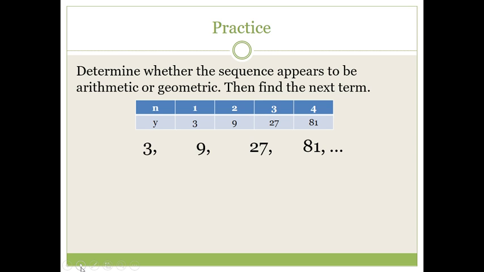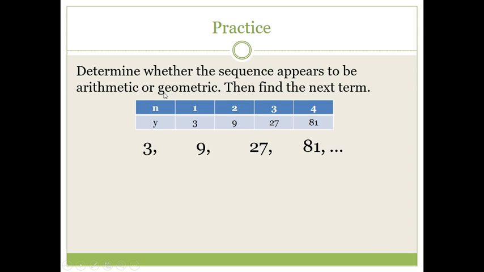Alright, so the first thing I would have tried is to see if it was an arithmetic sequence, if I could add or subtract the same thing to get from one number to the next. So I could take 3 and add 6 to get to 9. Then if I took 9 and added 6, I don't get 27. I would get 15. So that tells me that it's not arithmetic, because I can't just add the same number to get from one term to the next.